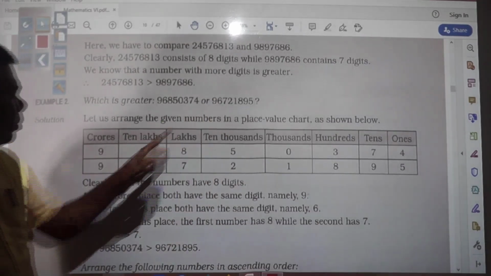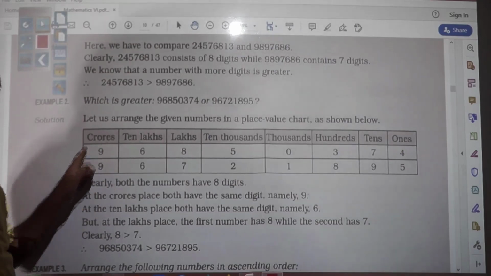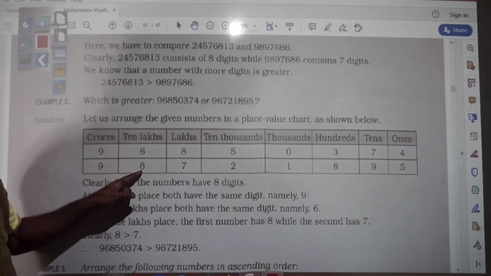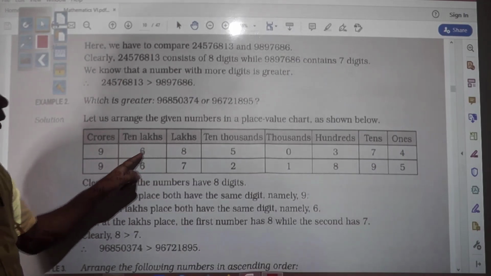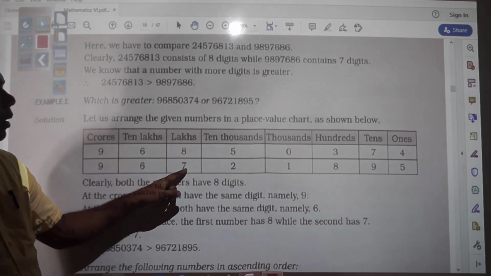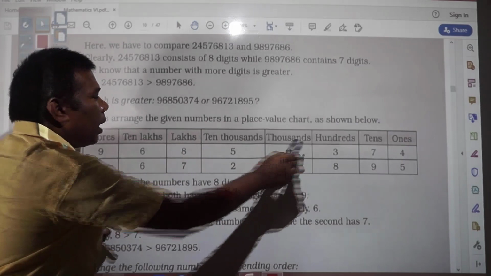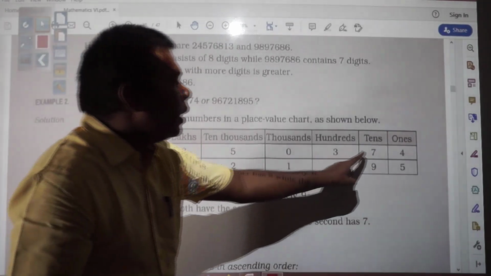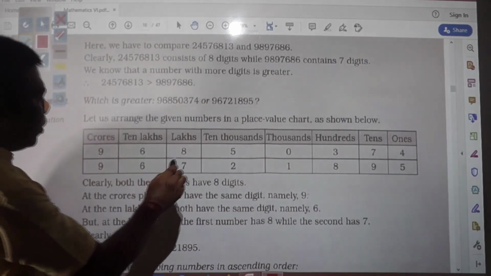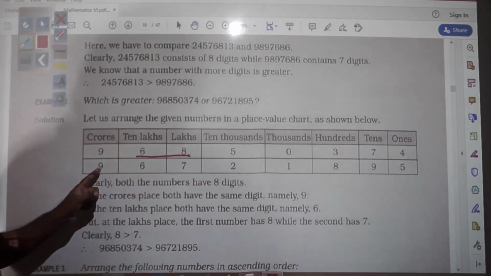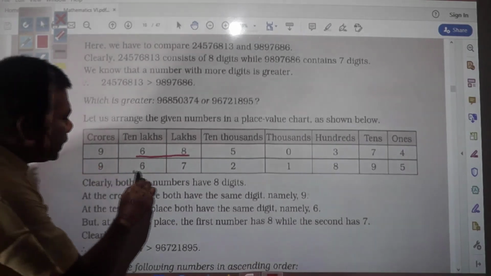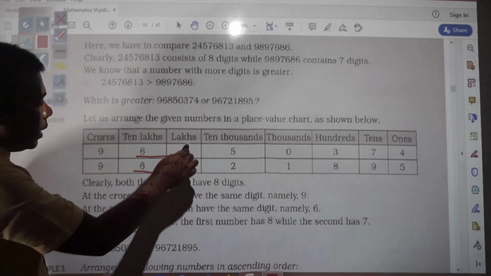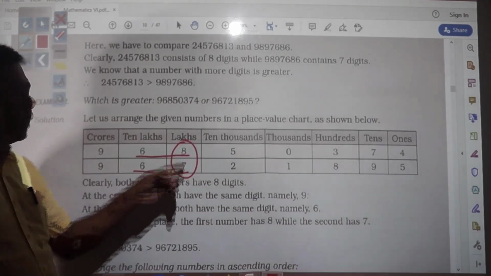Here you see in these two numbers, 9 crore and 9 crore. First digit you have both same. Second digit you see here 6 lakhs and 6 lakh, means 60 lakhs. This is in the 10 lakhs place. So 60 lakh and 60 lakh. Here 8 and 7. If you are reading this number, how will you read? 9 crore 68 lakhs 50,374. In the next number you have 9 crore 67 lakh 21,895, isn't it? So it is very much clear that the first number is greater than the second number.